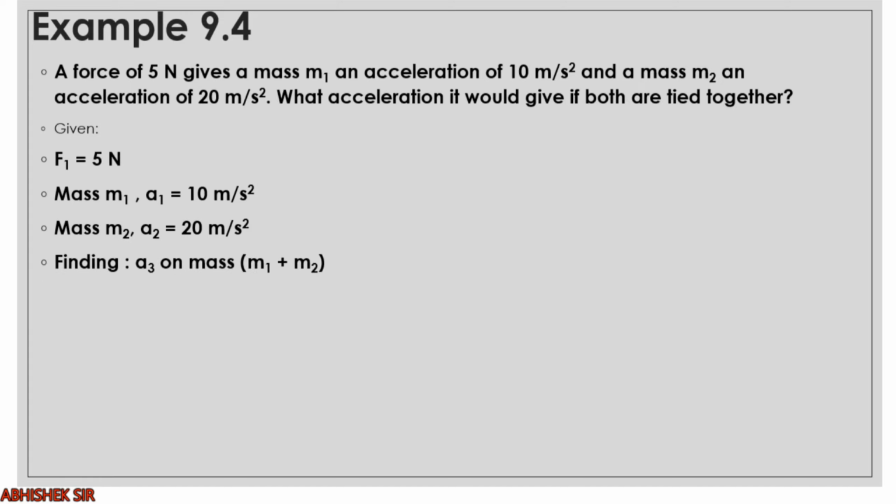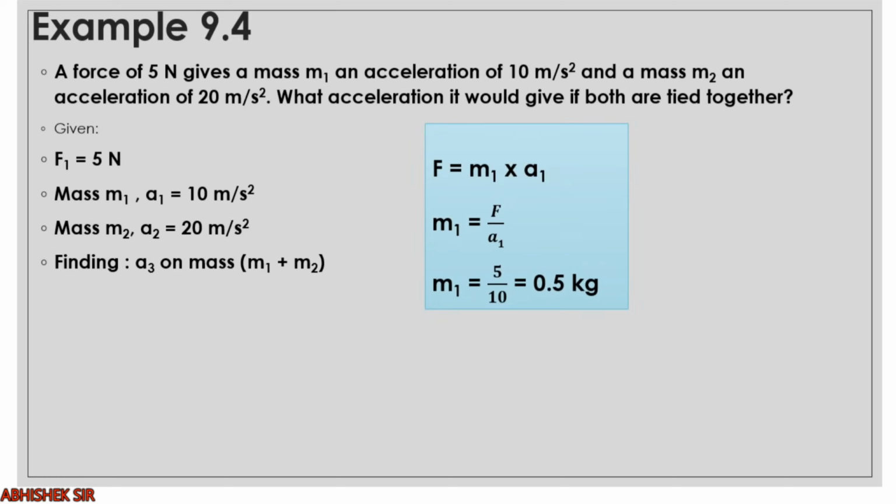Now we have to find out A3, the third case, where the mass is M1 plus M2. Now it is very easy. You see, the first case: F equals M1 into A1. So if we are finding mass m1, we will take acceleration to the other side, where it goes downside. So the formula becomes m1 equals F upon A1. Both the values are already given. Just put the values: F is 5 Newton, A1 is 10. So 5 upon 10 is 0.5 kilogram. So this is how you will get m1.